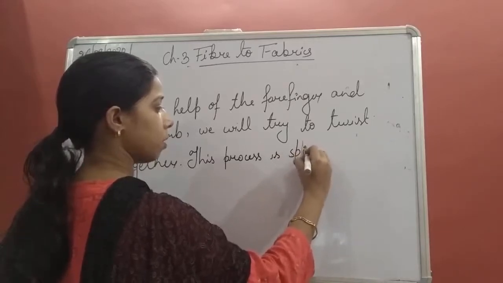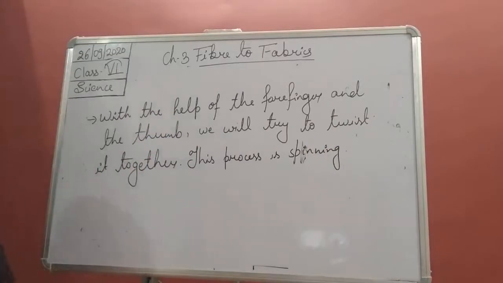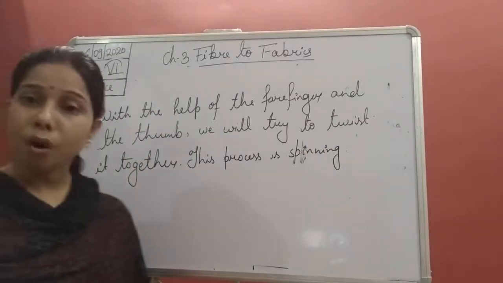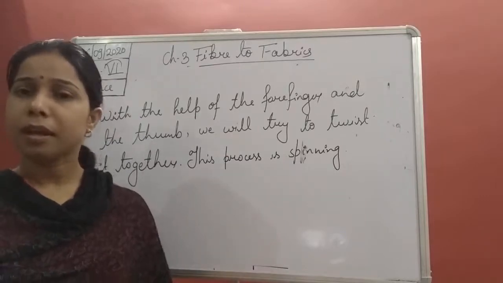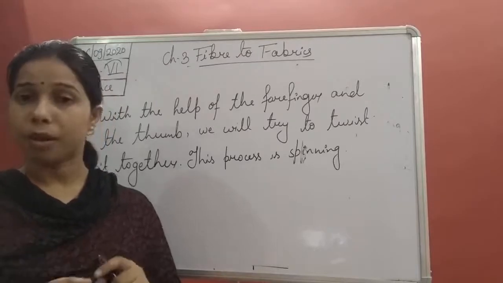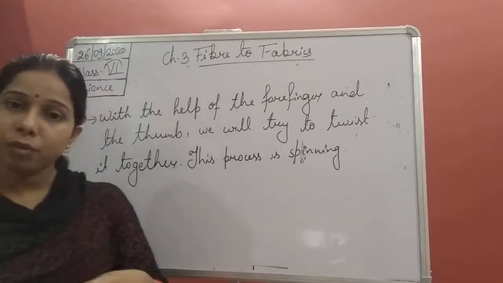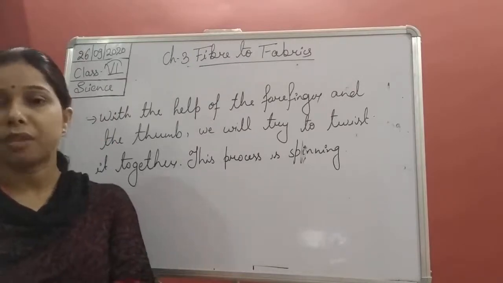This process is spinning. By this process, students, we can make a long thread that is known as a yarn. Now, is this the only method by which we can make the yarn? We are using the fiber, twisting it together, and together it forms the yarn.